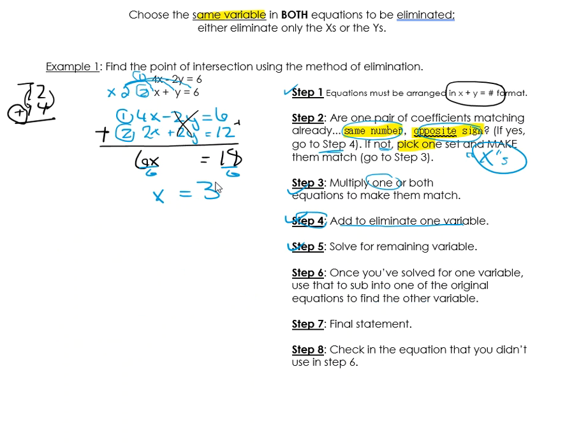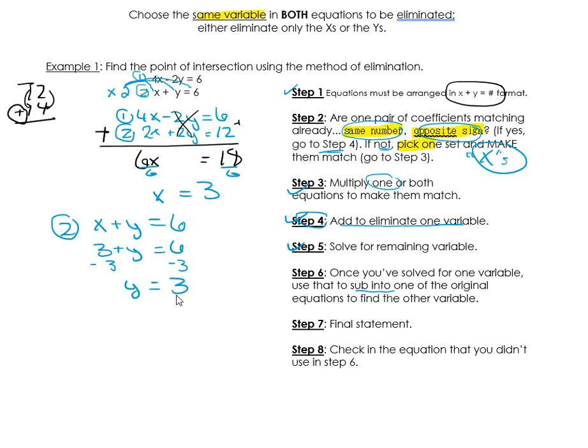To find the y value, it's just like we did when we did substitution. We're going to sub into either equation. I'm going to pick equation 1 or 2. I like 2 better because equation 2 looks a lot more simple. So I'm going to sub into equation 2. Equation 2 was x plus y equals 6. But I know what x is, it's 3. So 3 plus y equals 6. Now I want to isolate y, subtract 3 from both sides, and get y equals 3.